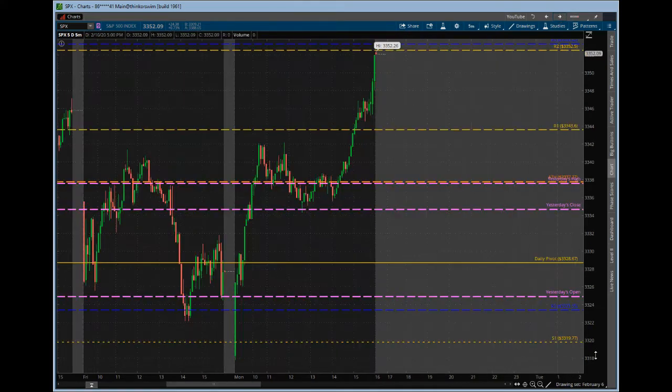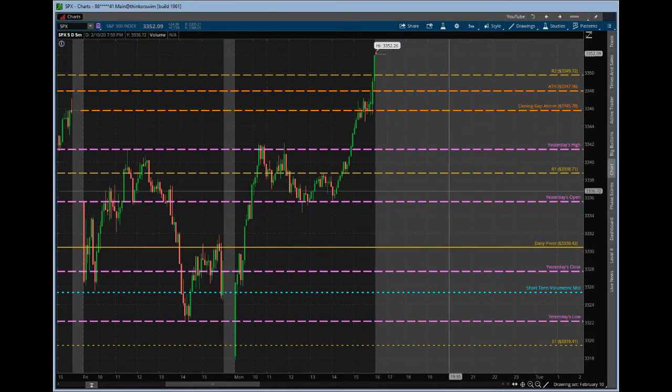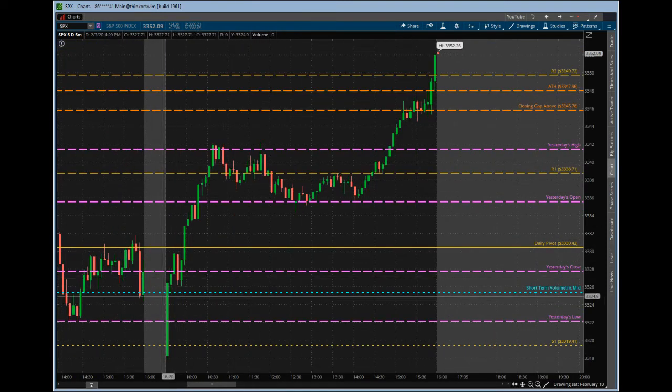So let's take a look at the levels. These are the ones that we provide to our members before each market opens so that we have some context that we can work with. So here's the 5-minute chart. Bullish candle right off the open. All the gaps were filled in the first 5 minutes.